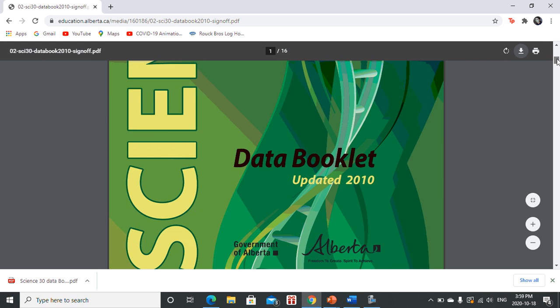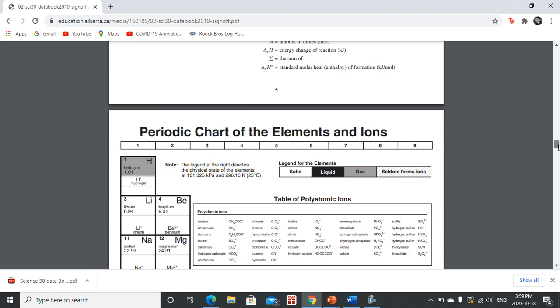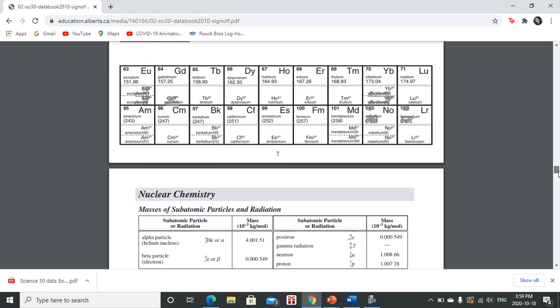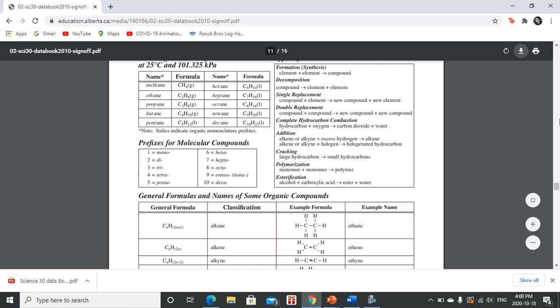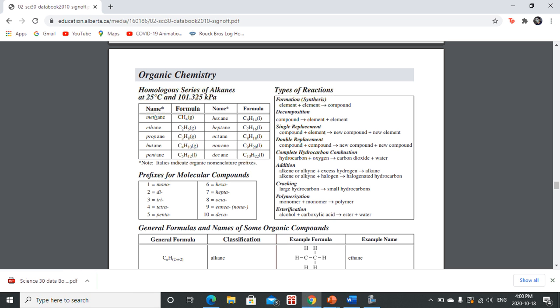This is your Science 30 data booklet. And if I just scroll down here to page 9, what it does have is a bunch of useful information for organic chemistry. So that is the title, in fact, at the top of this page. So I showed you a picture which was the homologous series of alkenes. So essentially this table that we do have here, this again shows us the organic compound prefixes. So meth is the prefix for one carbon atom, eth is for 2, prop is for 3, and so on.